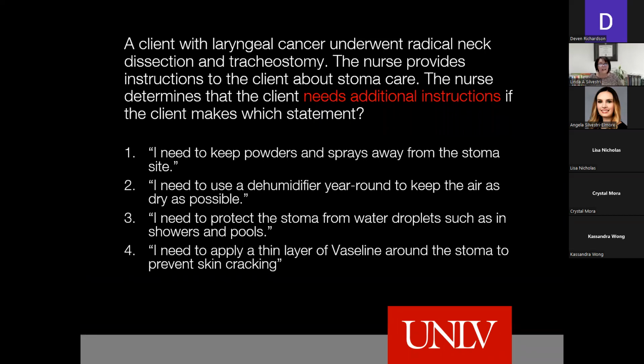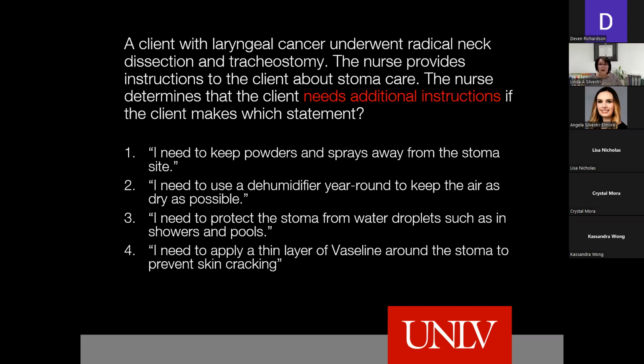Okay, let's see what the next slide shows. All right, a client with laryngeal cancer underwent radical neck dissection and tracheostomy. The nurse provides instructions to the client about stoma care. The nurse determines that the client needs additional instructions if the client makes which statement.